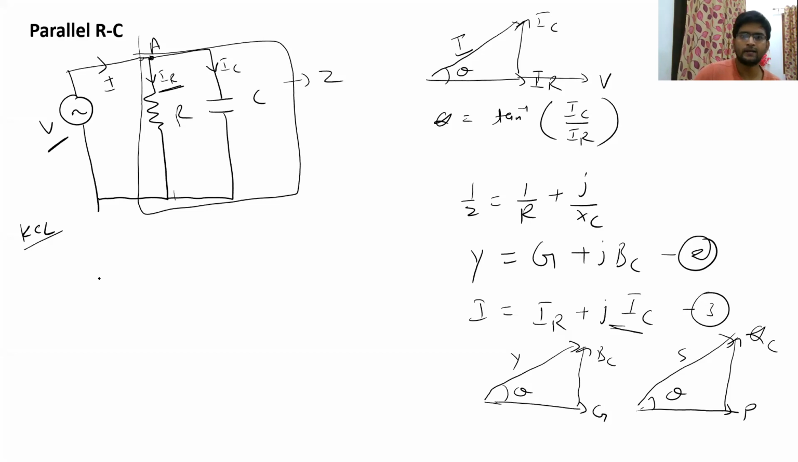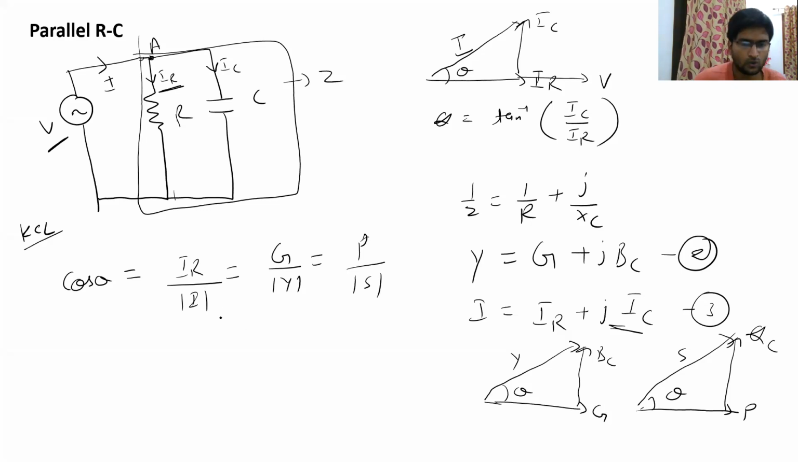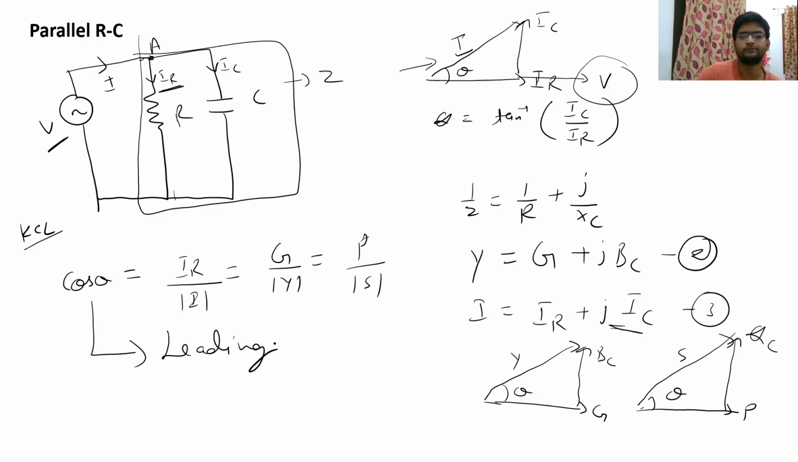Now let me quickly add that according to these diagrams, cos theta, which is the power factor, will be equal to IR upon magnitude of I, which will be equal to G upon magnitude of Y, which will be equal to P upon magnitude of S. So what will this power factor be? Is it leading or lagging? Since you can see that current is leading the voltage V, we can say that this is a leading power factor, right?